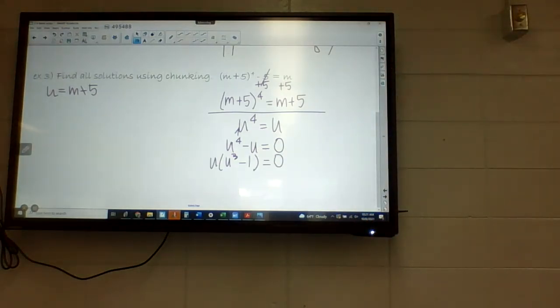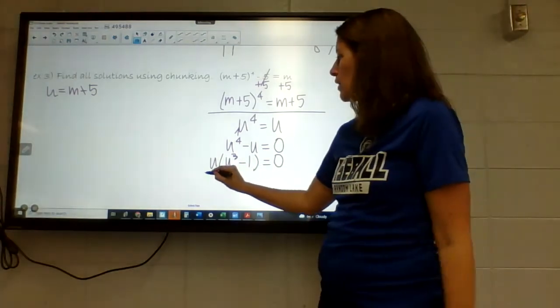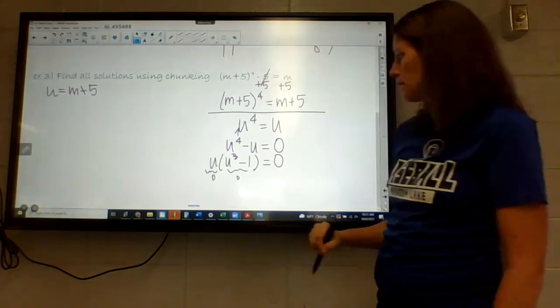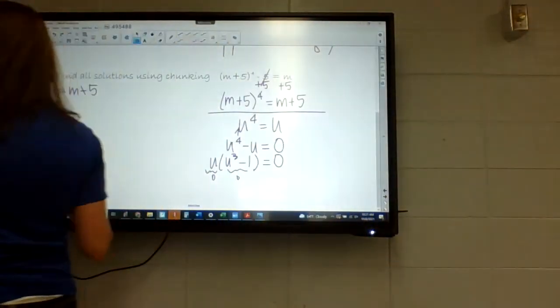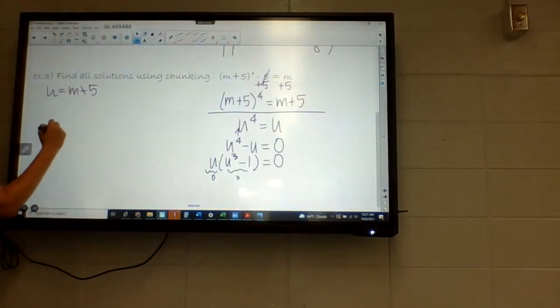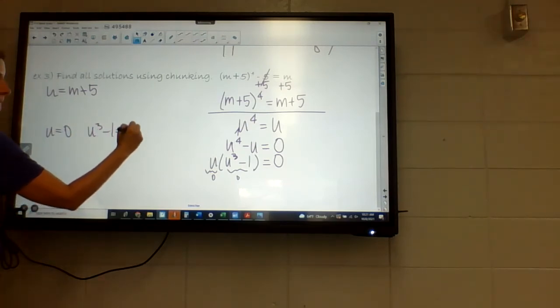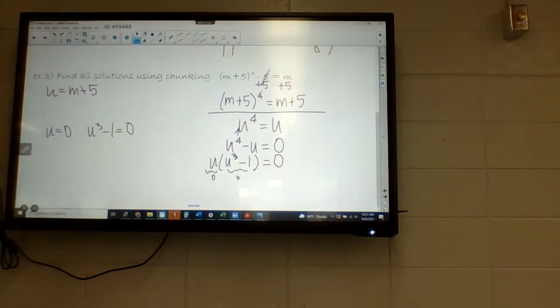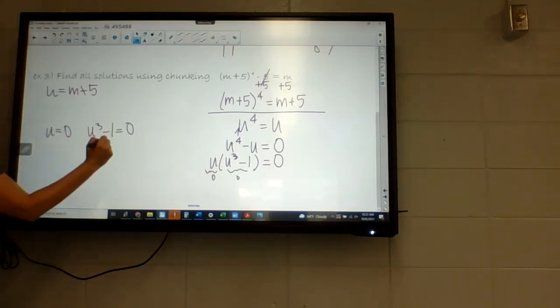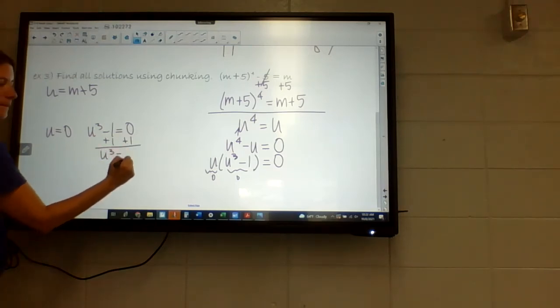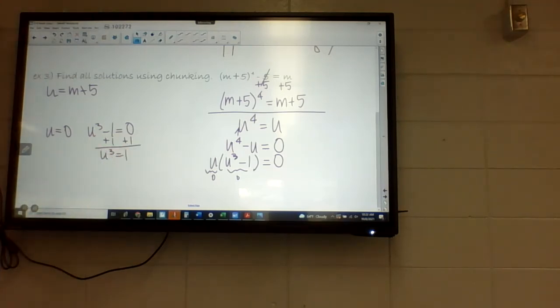And then we can do our zero product property, where u could equal 0, or u to the 3rd minus 1 could equal 0. Well, obviously u equals 0 doesn't really do anything for us, so we'll stop there for right now. When I move this 1 over, how do I solve that? Cube root.